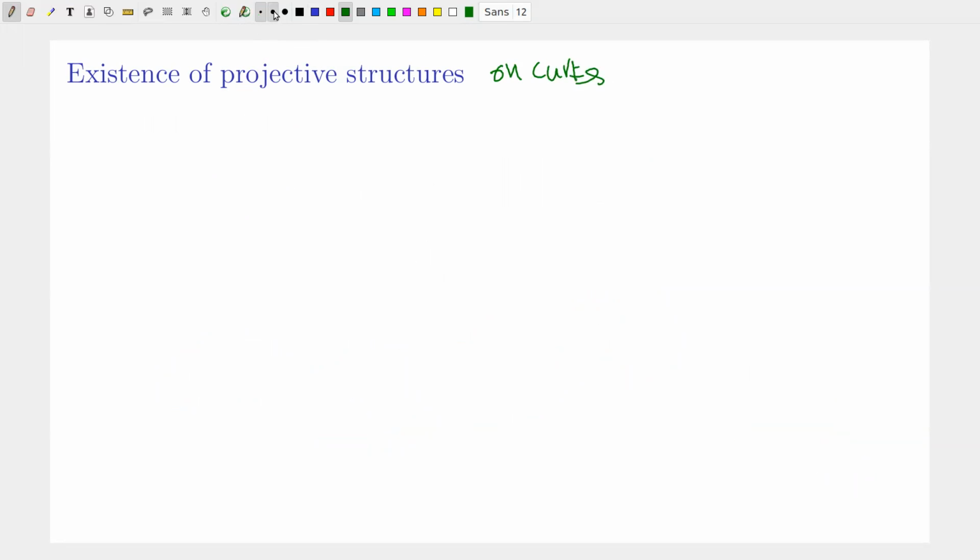Okay, so let me tell you what this is. This is an argument due to Poincaré of this existence of projective structures.